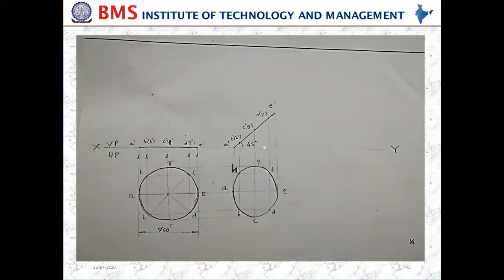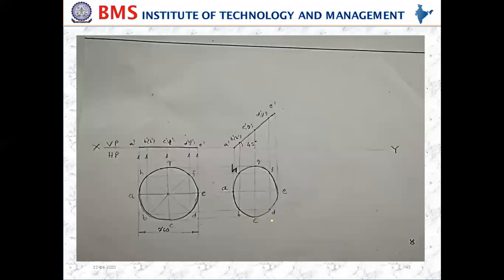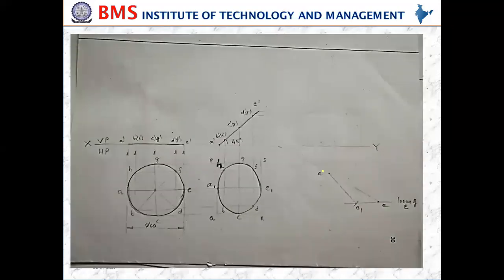Then this is the top view, when the lamina is inclined at an angle of 45 degrees to HP. So next, what you have to do? You have to draw. Why?